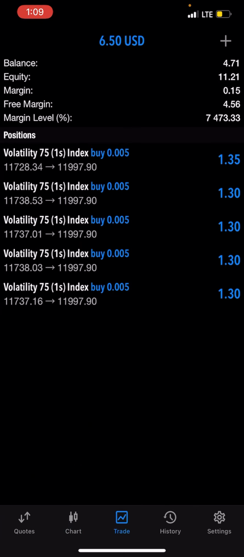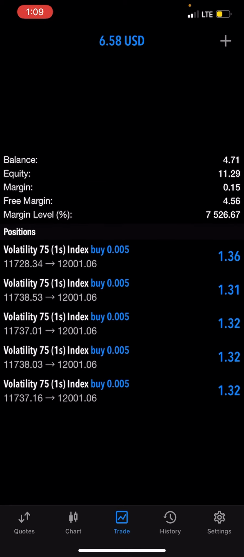Remember, I said we still have enough free margin, which is 4.56. This free margin can open additional 20 trades for this account, of course, because 5 positions opened use 0.15. So therefore, you can still open more, guys.